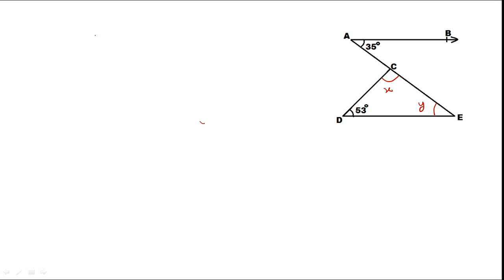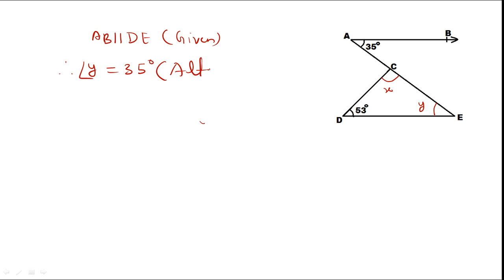Now I am writing AB is parallel to DE. It is given in the question. Therefore, angle Y will be equal to 35 degrees. The reason is alternate interior angles. So we have calculated Y.